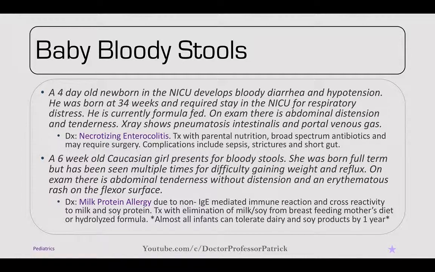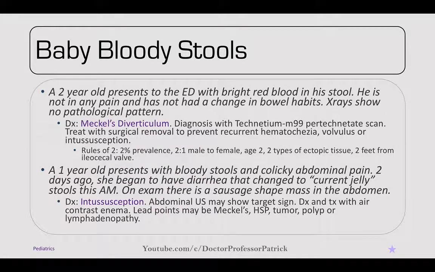Next, we've got a 6-week-old Caucasian girl who presents for bloody stools. She was born full term. She's been seen multiple times for difficulty gaining weight and reflux. On exam, there's abdominal tenderness without distension and an erythematous rash in the flexor surface. And this is diagnostic for milk protein allergy. It's due to a non-IgE mediated immune reaction, and it cross-reacts to milk and soy protein. The treatment is going to be elimination of milk and soy from breastfeeding mother's diet, or hydrolyzed formula, and almost all infants can tolerate dairy and soy products by 1 year old.